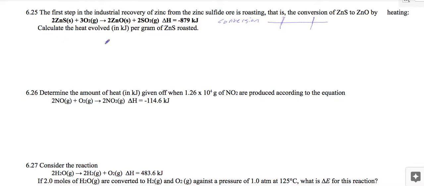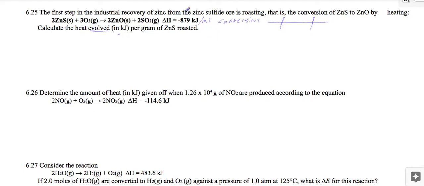Calculate the heat evolved. These are key terms: heat evolved, released, liberated, given off. All of these things mean the exact same thing. It means that our answer is going to be negative. All right, so we have this here, 879 kilojoules is given off per mole of what's going on.